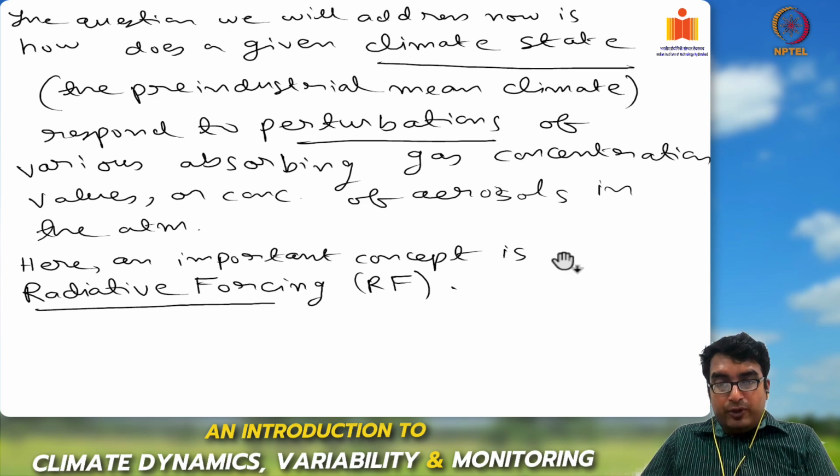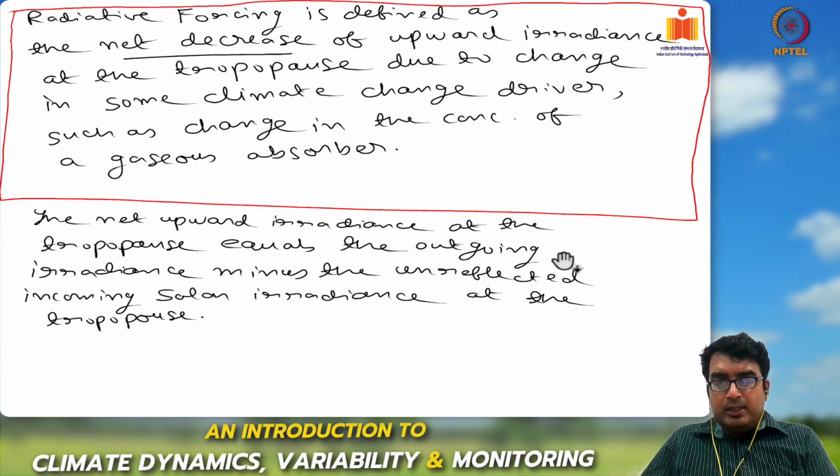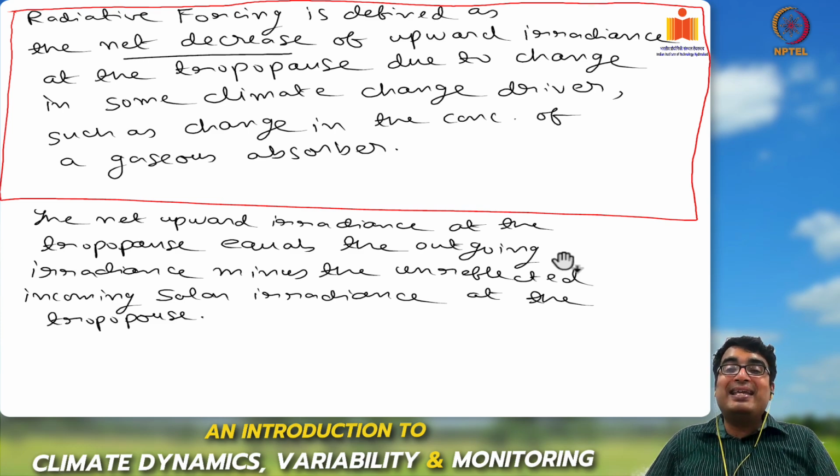What is radiative forcing? There are a few possible definitions. One useful definition is: radiative forcing is defined as the net decrease of upward irradiance at the tropopause due to change in some climate change driver, such as change in the concentration of a gaseous absorber. Remember, irradiance is basically the radiation flux that is going outwards. Net decrease in the upward irradiance.